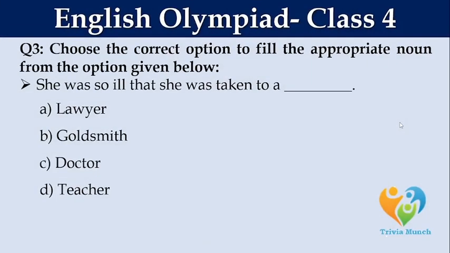Choose the correct option to fill the appropriate noun from the options given below. She was so ill that she was taken to a dash. Option A, lawyer. Option B, goldsmith. Option C, doctor. Option D, teacher.